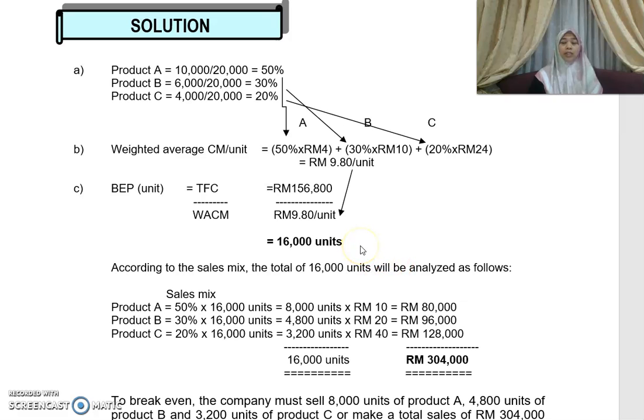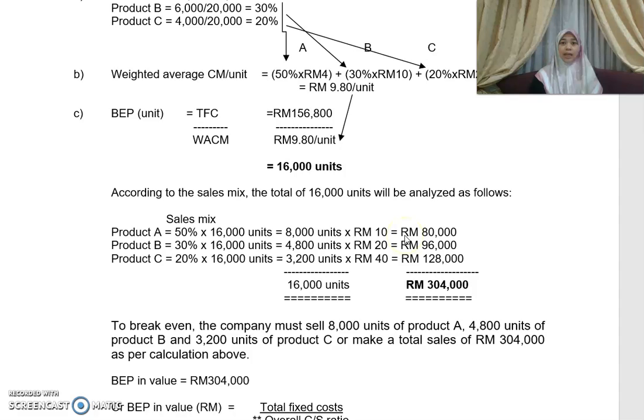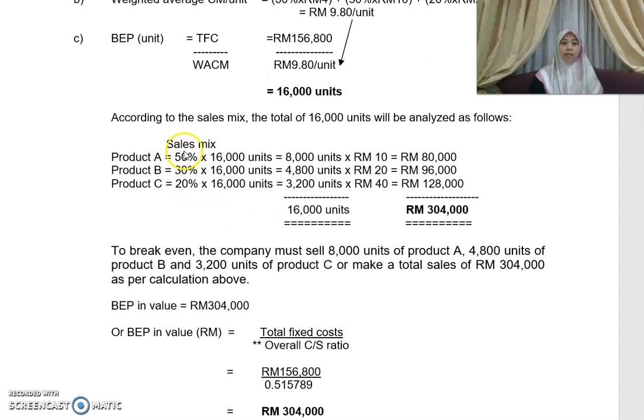If you want to know how much for each product, according to the sales mix, the total of 16,000 units will be analyzed as follows. So that means you take the ratio, the sales mix just now. So for product A, it is 50%, B 30%, C 20% times the total units that you have, 16,000 units. That means you will have 8,000 units for A, 4,800 units for B, and 3,200 units for C. The total of this will give you 16,000 units.